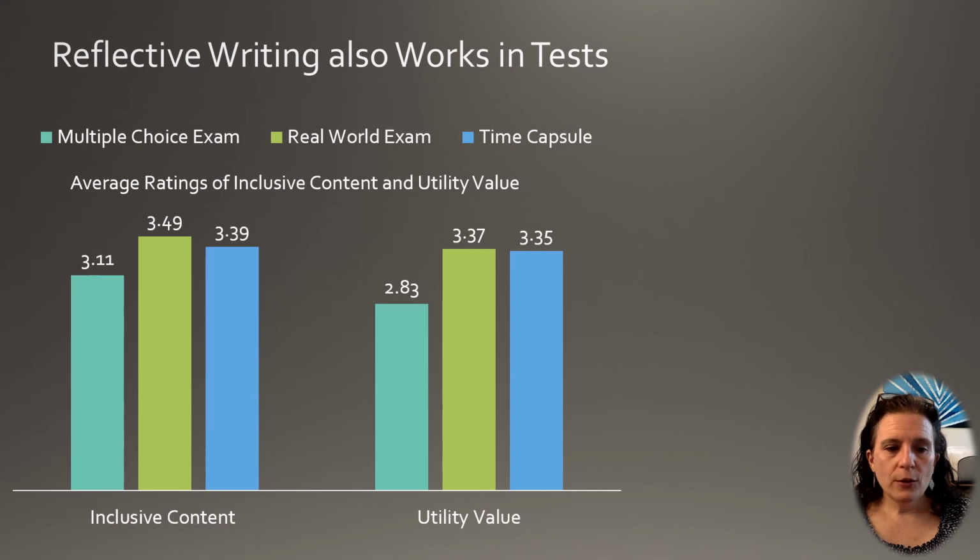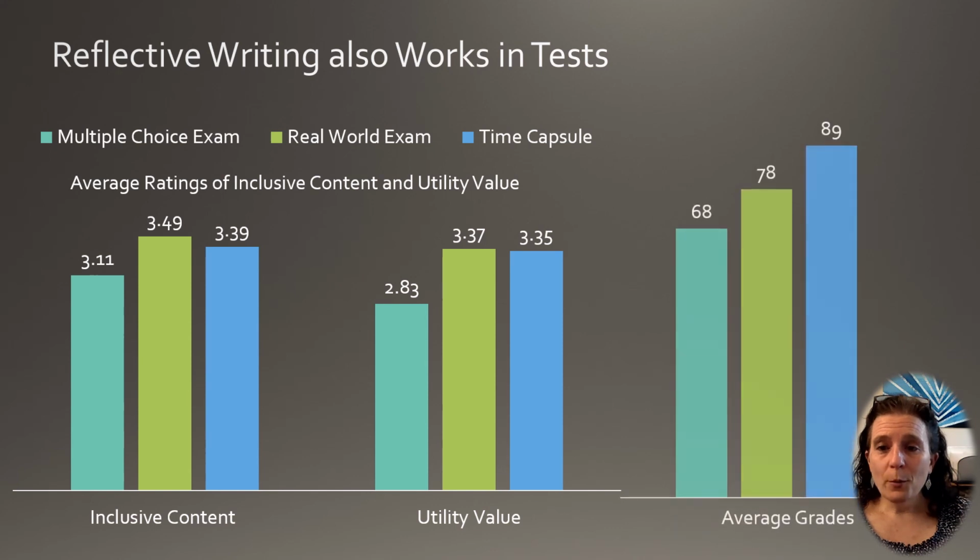And what you can see is that the multiple choice exams were viewed by students as having significantly lower inclusive content and significantly lower utility value than either of the other two measures. So the turquoise bar is significantly lower than either of the other two bars, which don't differ from each other. So then we looked at performance on the three measures.